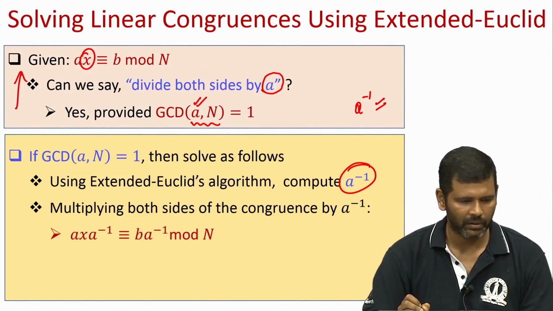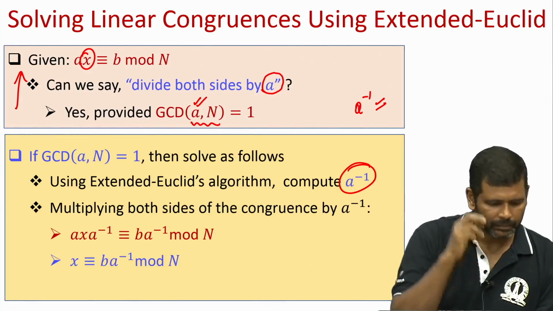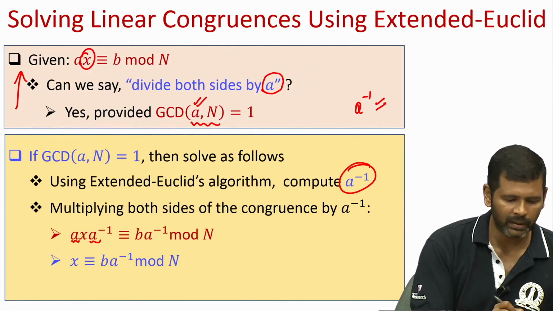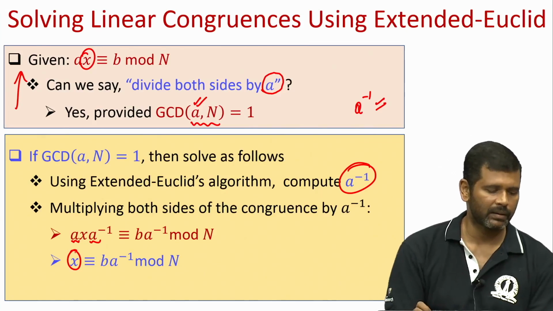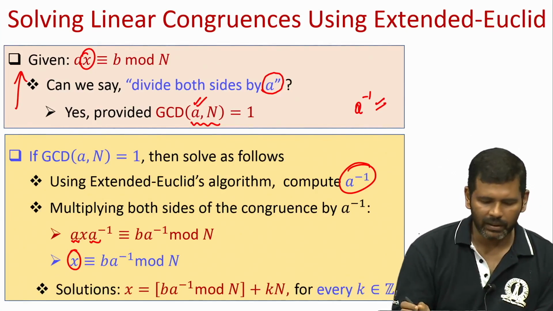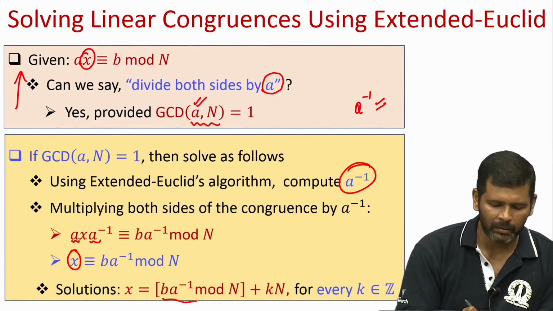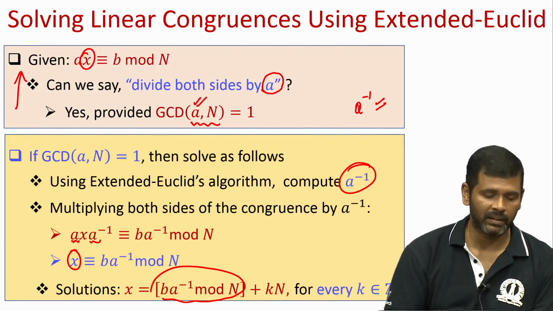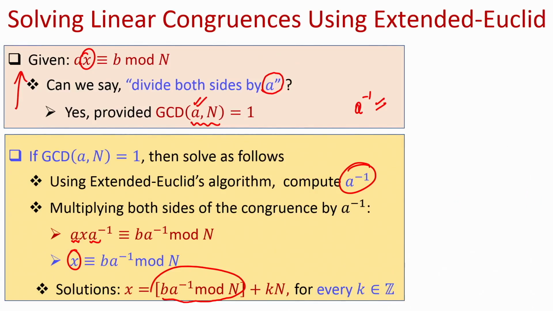So, I will get this linear congruence, and I know that a into a inverse is 1 modulo n, and 1 into x modulo n is x. So, I get that x is congruent to b a inverse modulo n. That means the value of x being this plus any multiple of n is a solution for this linear congruence, because the difference between all these values of x and this value b a inverse is completely divisible by n.